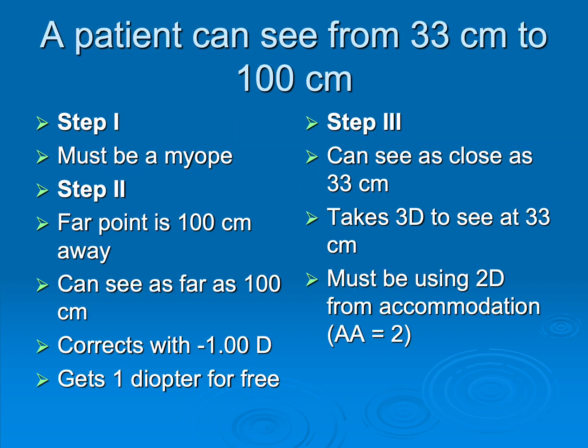So let's go back. Here we had a patient that can see 33 centimeters to 100. Step 1, we figured out they were a myope. Step 2 is to figure out how much they have in the bank or how much debt they have. And so we figured out that because their far point was at 100 centimeters, they're a -1, so they get 1 for free. That was step 2. Step 3 is to figure out what's the total buying power. It tells you that 33 centimeters is as close as they can see. So we knew that was 3 diopters. And once we had that, and we knew they were getting 1 for free, it was pretty easy to figure out the accommodative amplitude.